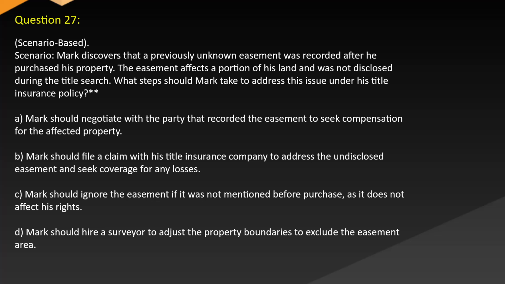A. Mark should negotiate with the party that recorded the easement to seek compensation for the affected property. B. Mark should file a claim with his title insurance company to address the undisclosed easement and seek coverage for any losses. C. Mark should ignore the easement if it was not mentioned before purchase, as it does not affect his rights. D. Mark should hire a surveyor to adjust the property boundaries to exclude the easement area.